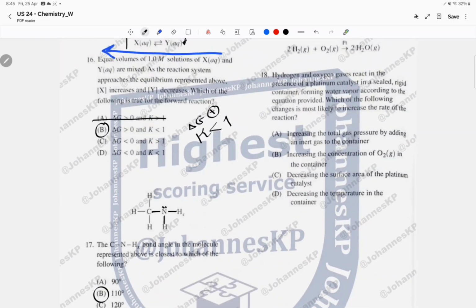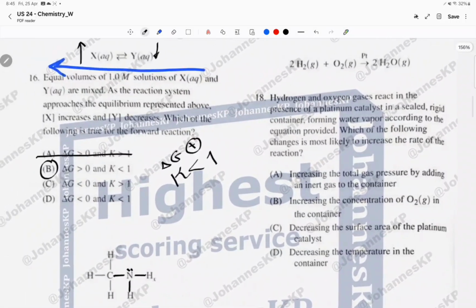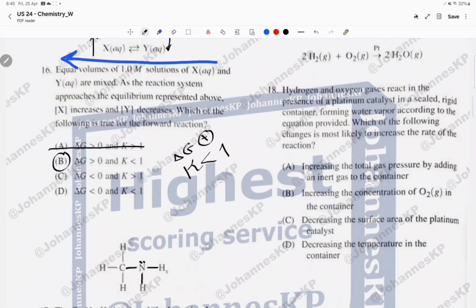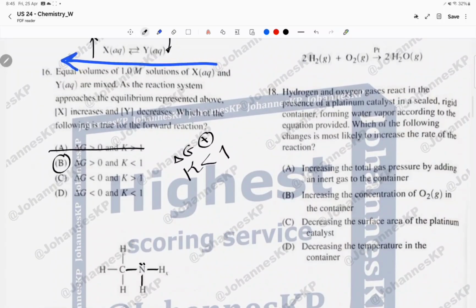Hydrogen and oxygen gas are reacting in the presence of a platinum catalyst, forming water vapor according to the equation provided. Which of the following changes most likely will increase the rate of the reaction? So let's see how we can increase the rate of the reaction. If you decrease temperature, you're going to bring the rate of the reaction down because less temperature means less KE and less collisions. So it's not going to be choice D.